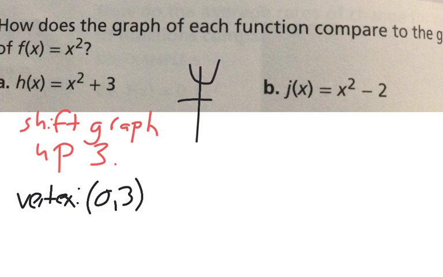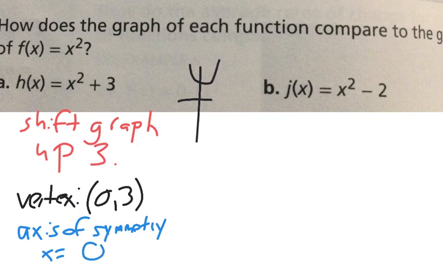All right, what about my axis of symmetry? It'd be still on the y-axis. But remember, our equation is always x equals a number. So what's the x value on the vertex? 0. So this is still on the line x equals 0. So it didn't move the axis of symmetry. That's what I'm wanting you to see. It moved the vertex up 3, but going up 3 does nothing to my axis of symmetry. It's still x equals 0.